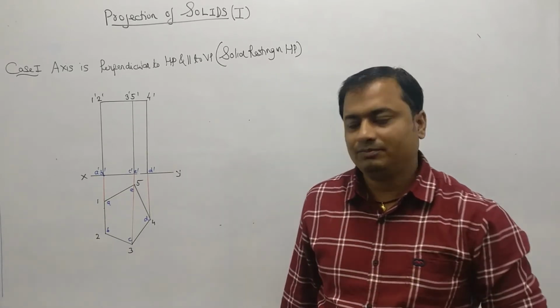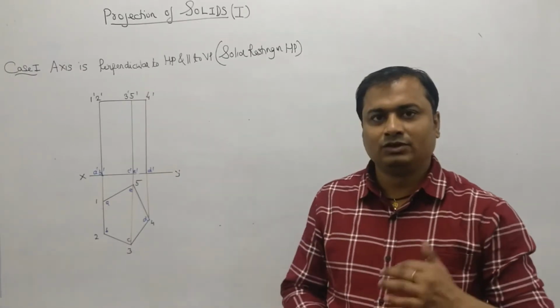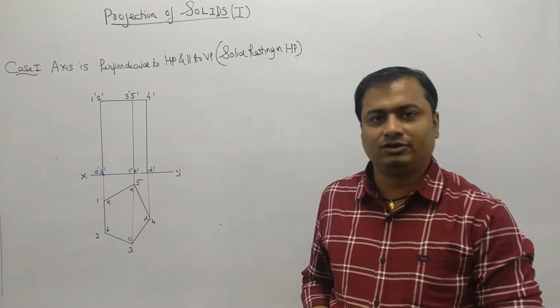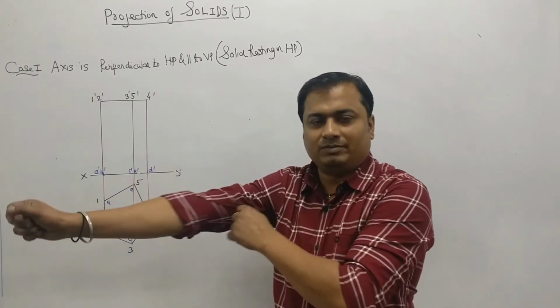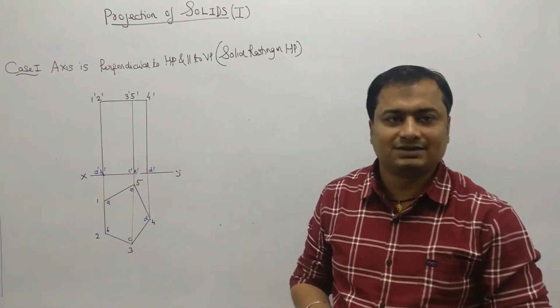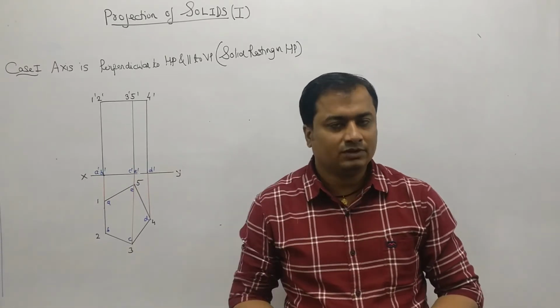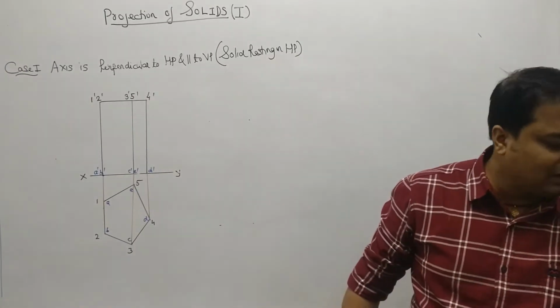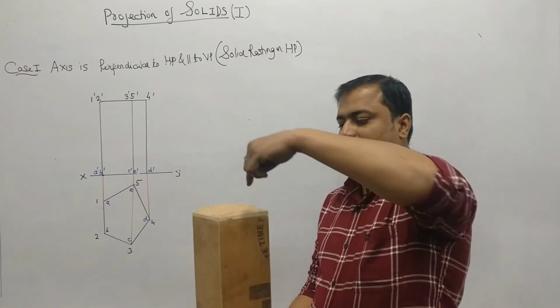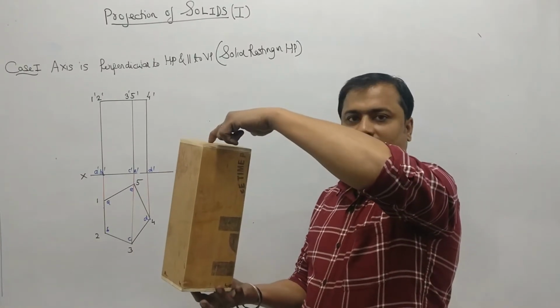Now there is one more term which is very important, on the basis of which we have drawn this front view and top view, that is axis. So हमें यहाँ axis भी plot करना है. So how to plot the axis of this pentagonal prism? Now what is axis? Axis is the line joining the center of the top and the center of the base.